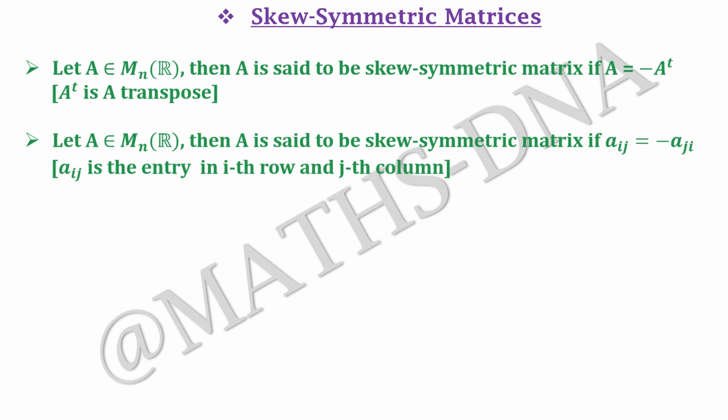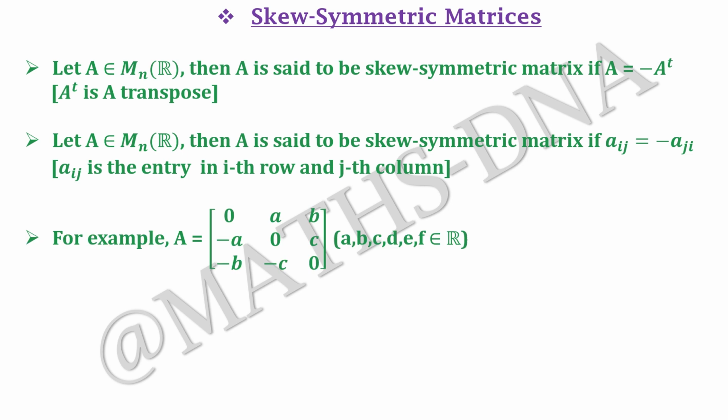As constructed ahead, you can also construct a 3 cross 3 matrix which is skew symmetric. Here, the diagonal entries are 0. Now why are they 0?